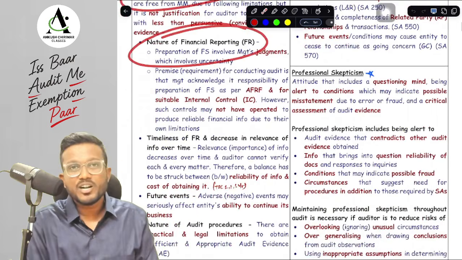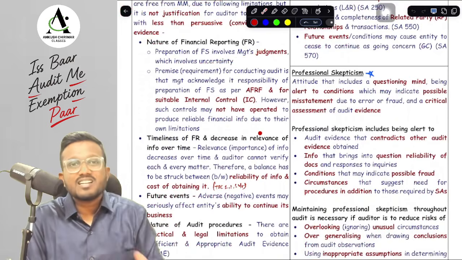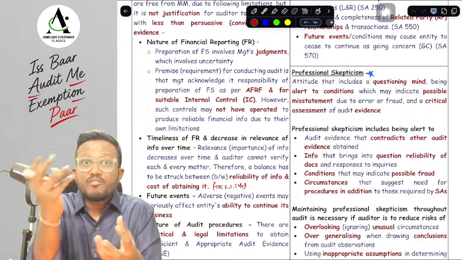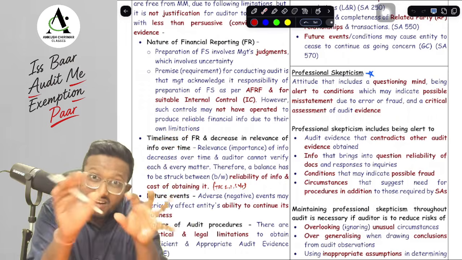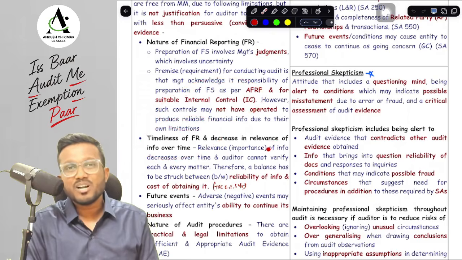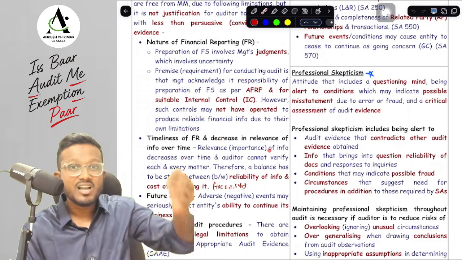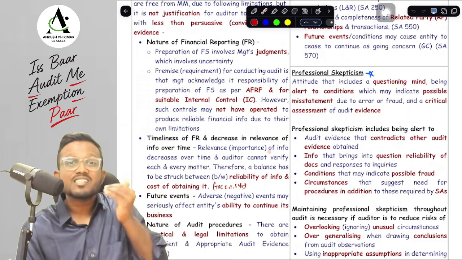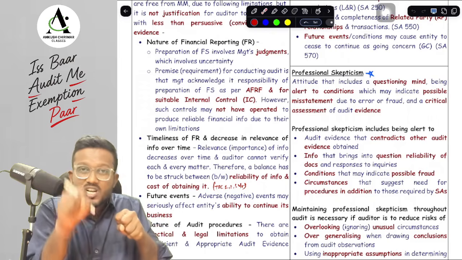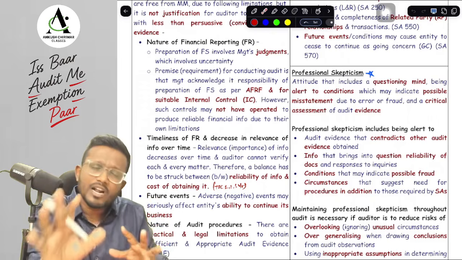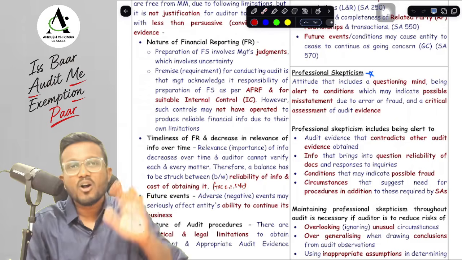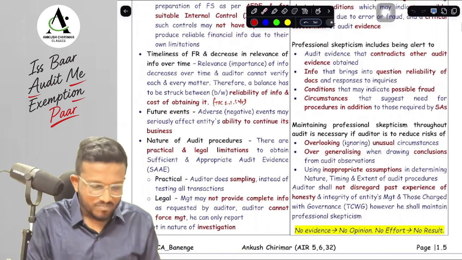First is your nature of financial reporting, which means what? In the financial statements there is a limitation that the management make judgments. The internal control based on which the financial statements is prepared, the internal control itself has its inherent limitations. Next is your timeliness of financial reporting, which means the relevance of information decreases over time. So there has to be a balance between the cost of obtaining the information and the relevance of information. We cannot obtain just the information without caring about the cost because we do not have unlimited money. Okay, yes sir.